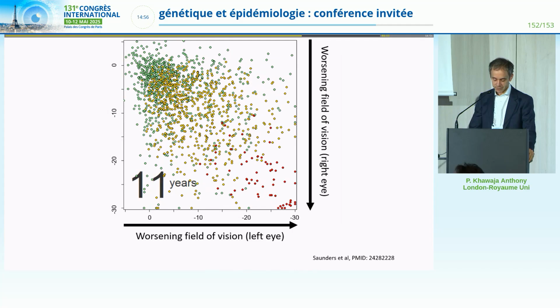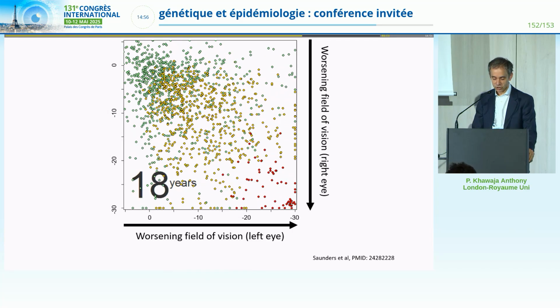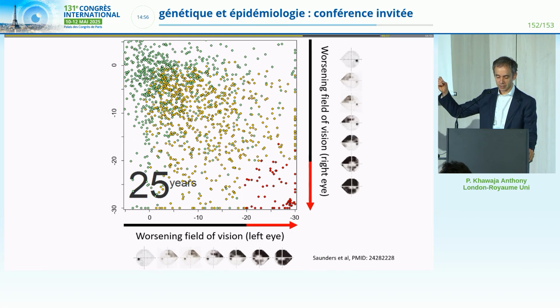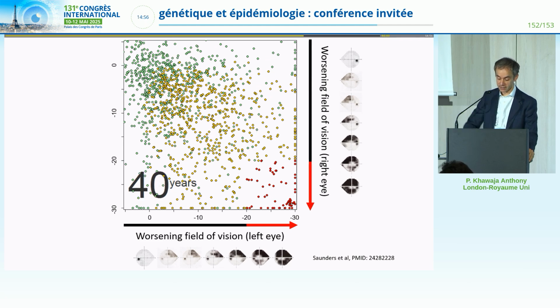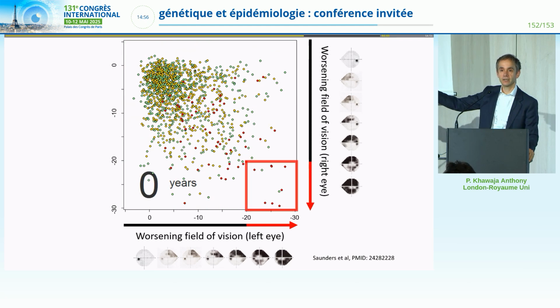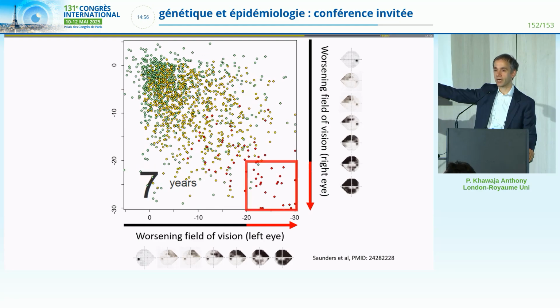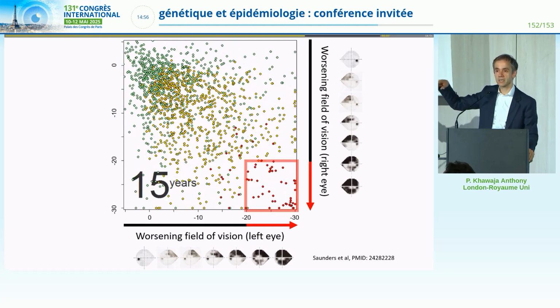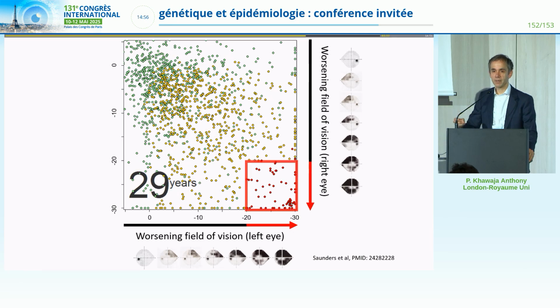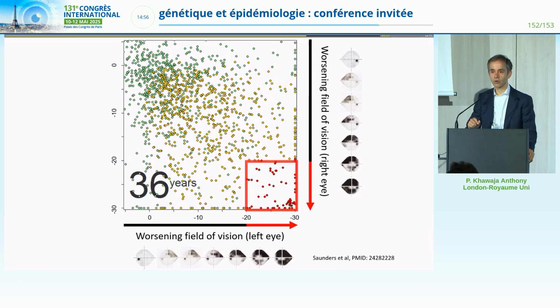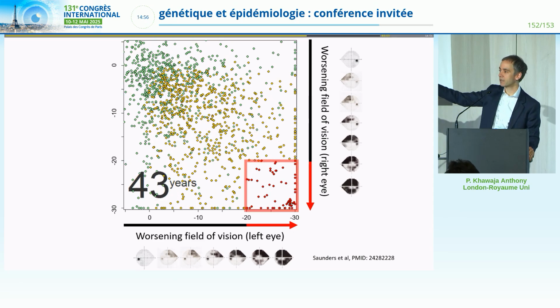These are David Crabb's famous moving dots. How each dot is moving is how each person's vision is worsening, their visual field's worsening in their right and left eyes. Basically, you don't want to end up in this bottom right-hand corner because it means you've become blind in both eyes despite treatment. The problem is, when we first see a patient, we're not very good at predicting who's going to end up there.